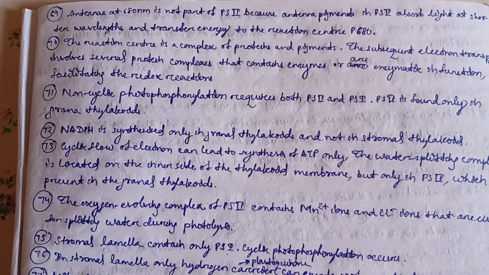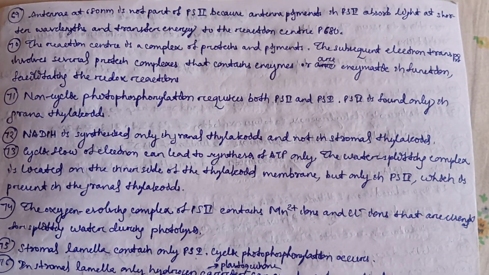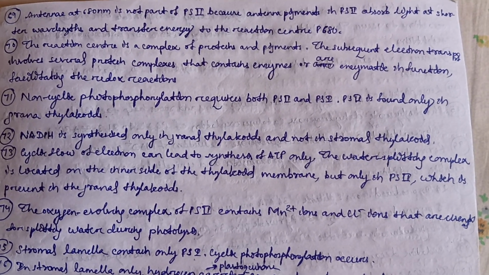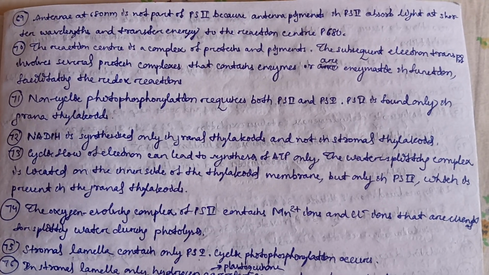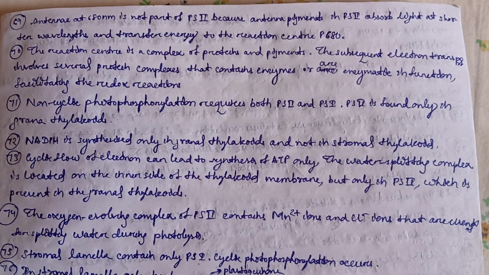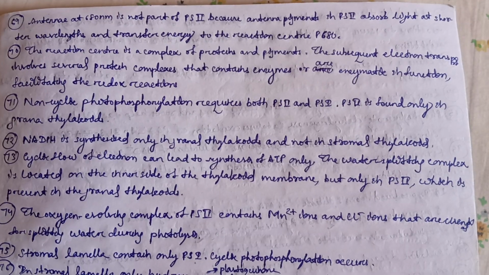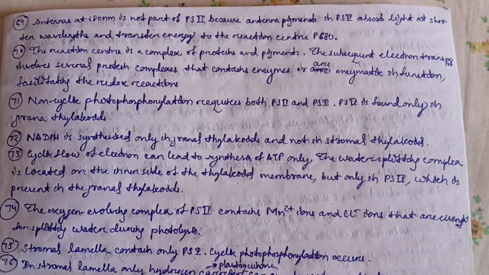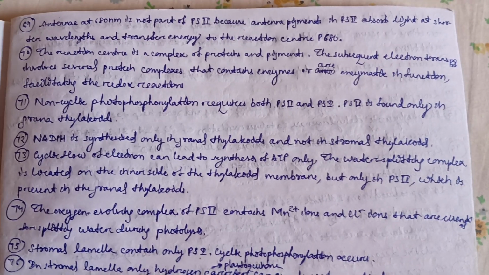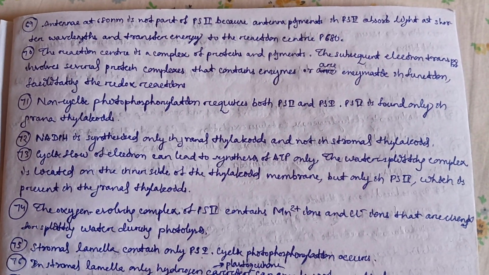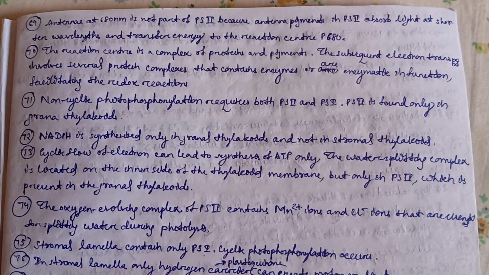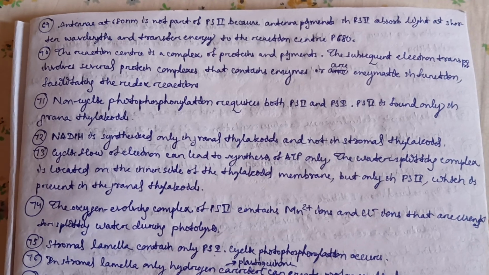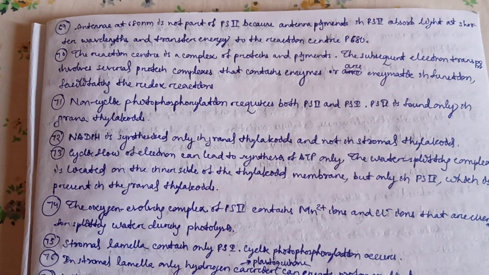Antenna at 680 nanometer is not part of photosystem 2 because antenna pigments in photosystem 2 absorb light at shorter wavelengths and transfer energy to the reaction center P680. The reaction center is a complex of proteins and pigments. The subsequent electron transport involves several protein complexes that contain enzymes or are enzymatic in function, facilitating the redox reactions.